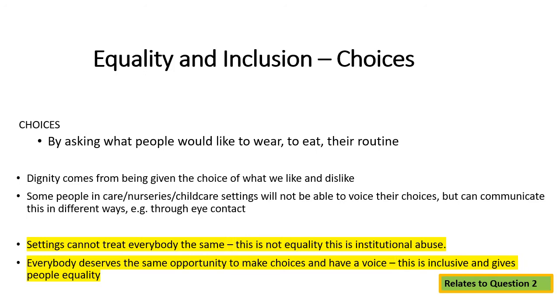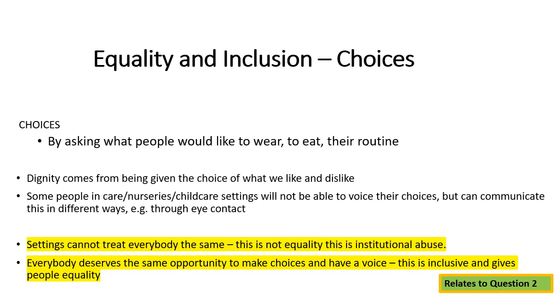We're now going to look at choices. By asking what people would like to wear, to eat, their routine, we need to give choices. Everybody has rights to choices. What would we like to wear? We talked a little bit last week, well, a lot actually, about dementia. And when we're working with people suffering from dementia, it's still important that we give them choices. They might not be able to tell you verbally what they want to wear or what they want to eat, but it's important that you give them the choices in a way that they understand.